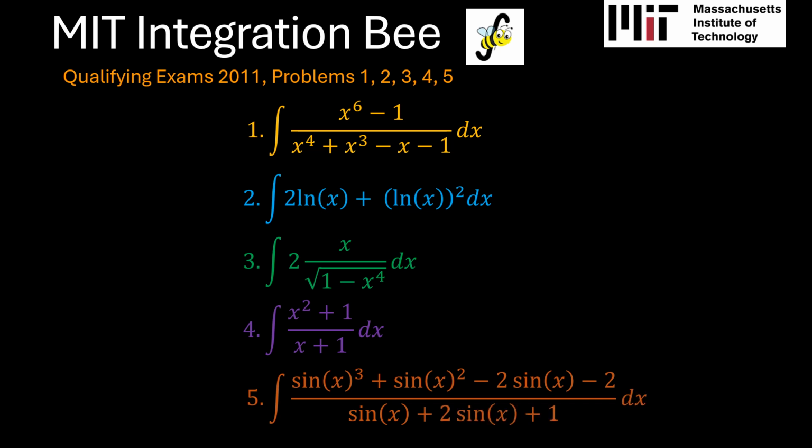plus sine x squared plus 2 sine x plus 1. So there is a square here, and let me just indicate it so that we can't forget it. There. So that's all for today, and I hope you enjoy as we try and solve these problems.